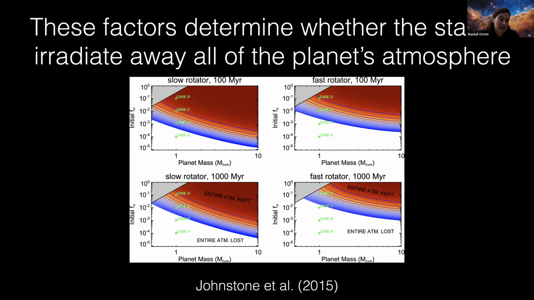So the simulation is for an Earth mass planet around a solar-like star with these different rotation history profiles. Each of these contours gives a snapshot of a slow rotator or fast rotator at 100 million years or 1 billion years. You can see the axes are planet mass versus the initial atmospheric mass for the exoplanet atmosphere. Depending on where the particular cases are, and the particular rotation profile and age, you either are in a safe zone where the entire atmosphere is kept, or you're in a danger zone where most of that atmosphere would have been lost.